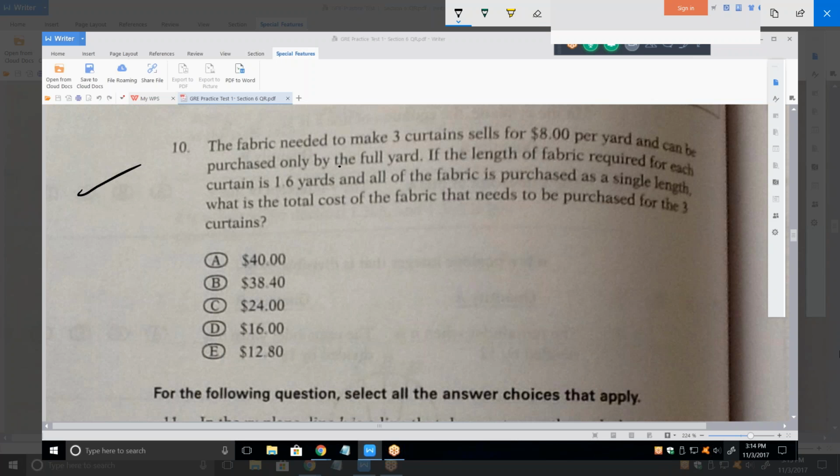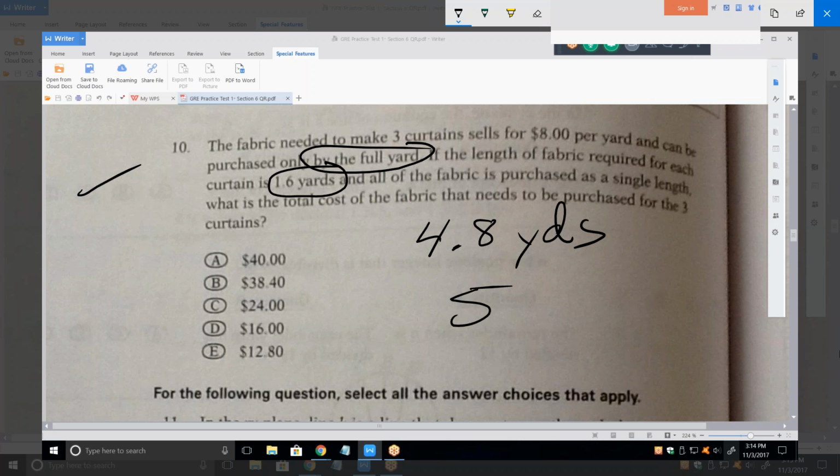So if each curtain is 1.6 yards, how much fabric do I need to make 3 curtains? What would be the minimum amount of fabric? So it would be 1.6 times 3, right? Which is 4.8 yards. But they say that you have to purchase it by the full yard. So what would we have to purchase? 5. $8 per yard. What are we going to have? That'll be $40. This is one of the easier ones that I've seen. Yeah.